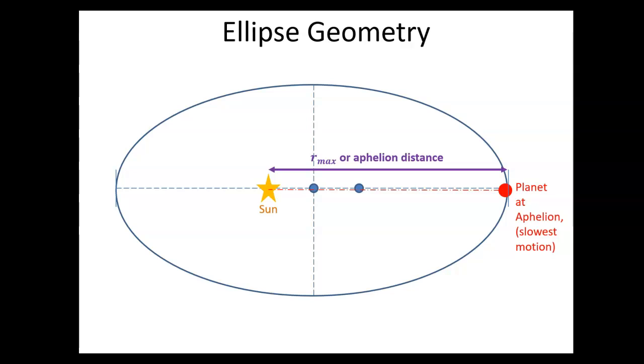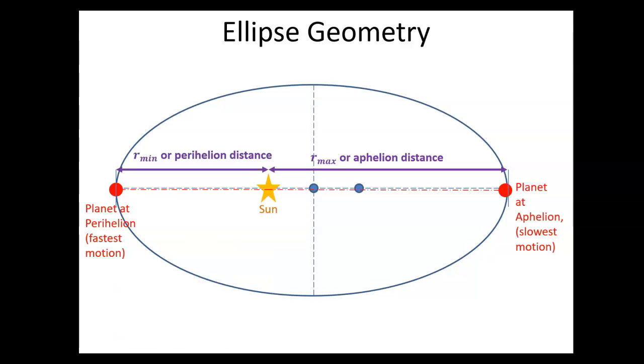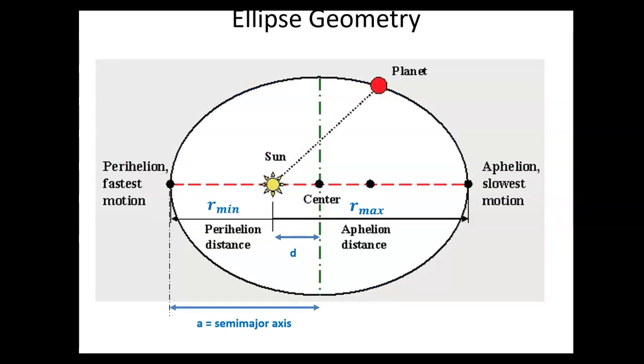Now sometimes the planet is much closer to the sun. It's at what's called the perihelion point. And when the planet is at this closest point to the sun, it is moving at its fastest speed. This distance from the sun to the planet at perihelion is called R min, the minimum orbital distance, and it's also referred to as the perihelion distance. Here is a figure that summarizes all of those important points in one figure.